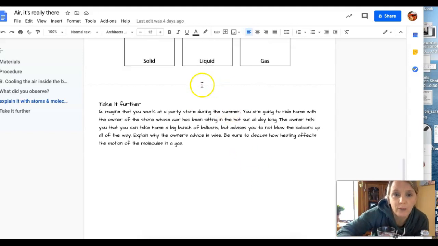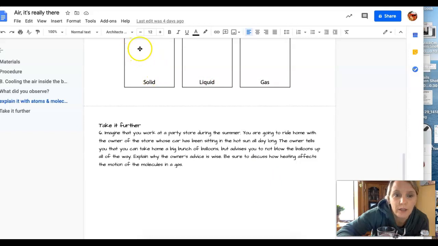Alrighty. Finish this up, and again with this part here, if you don't have the ability to actually draw on your Google Doc, you can go ahead and make these boxes on just a regular piece of paper and draw it out and then take a picture and upload it with this assignment on Google Classroom.